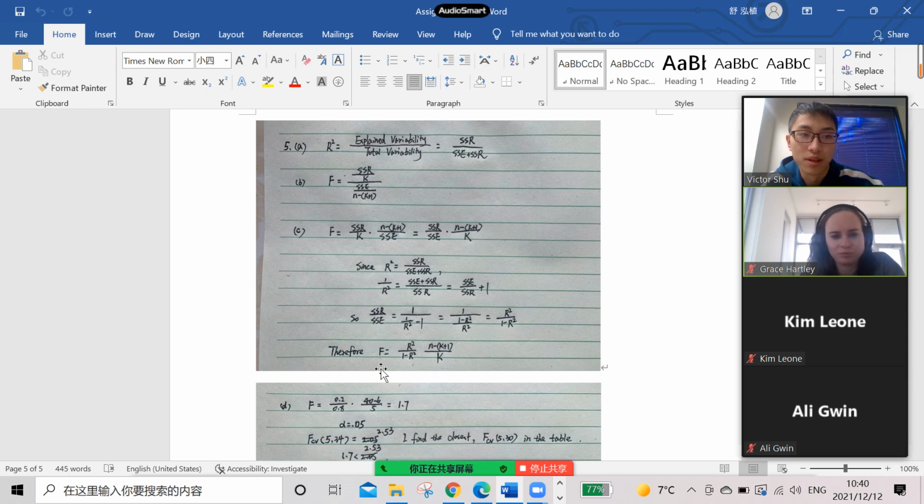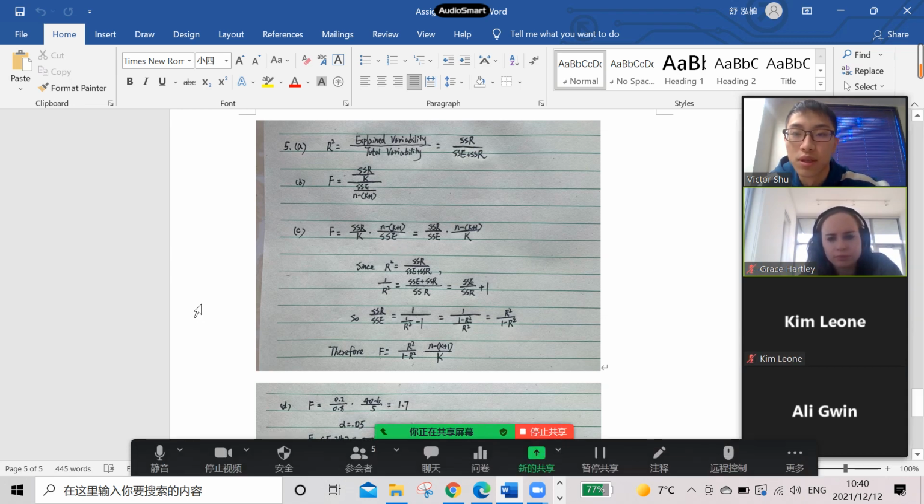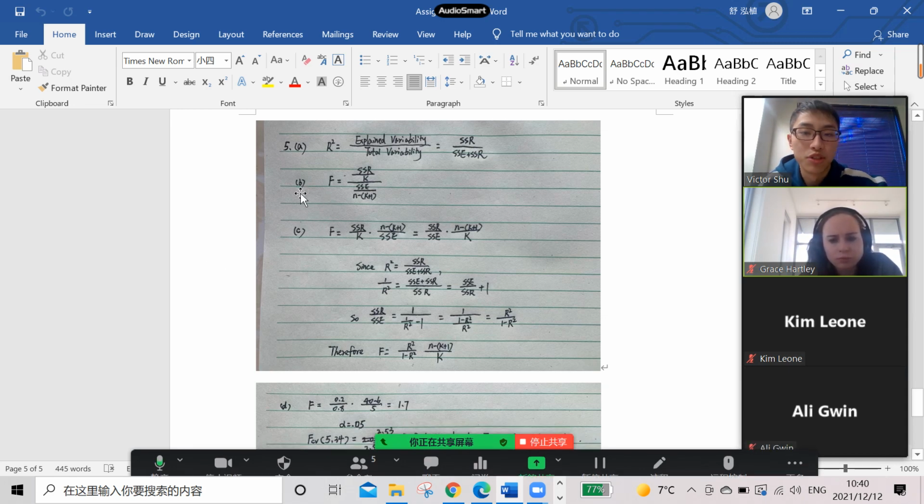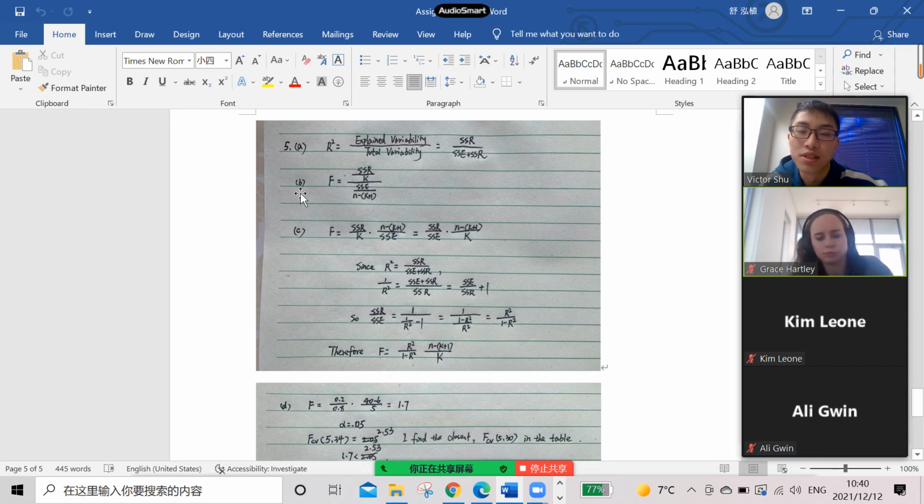I think there's a 90% chance it would appear in the final. Can you see my Word document? Yes. Okay, that's good. So I have the formula under part B. I'm just telling you the answer because this is the last homework, and I don't expect you to do it by yourself, and because I don't have time to grade it.